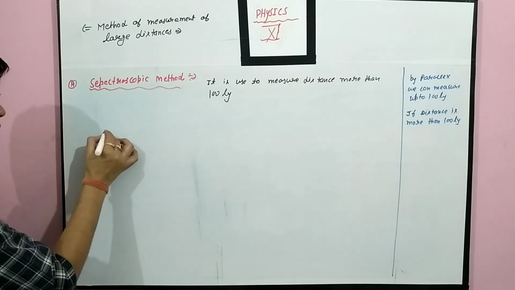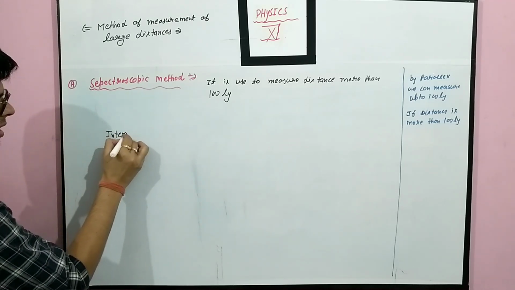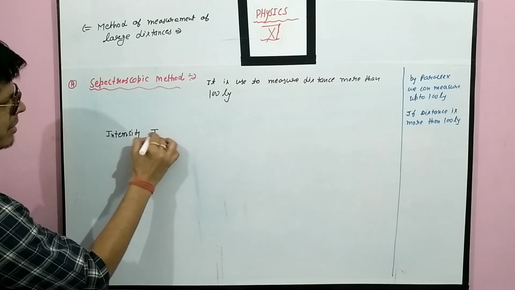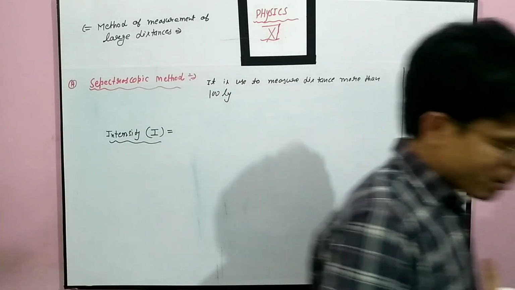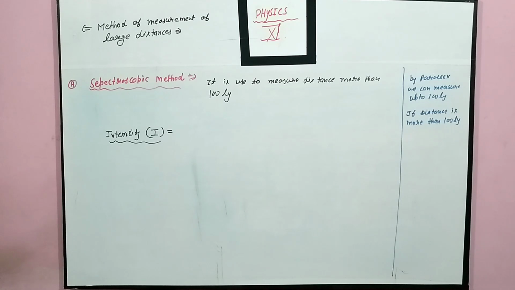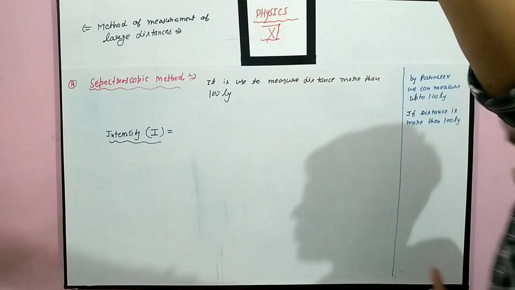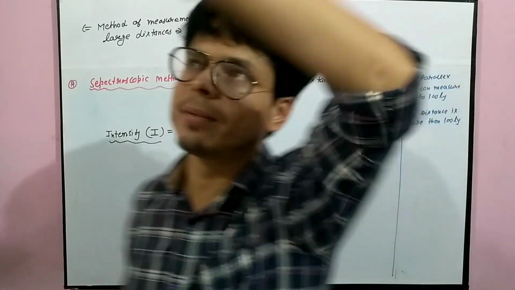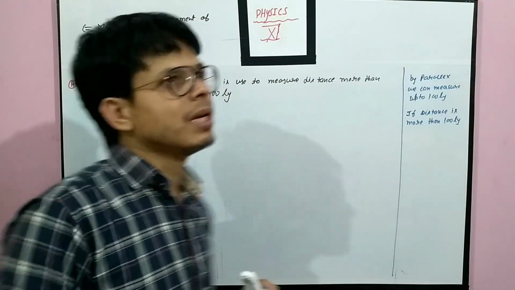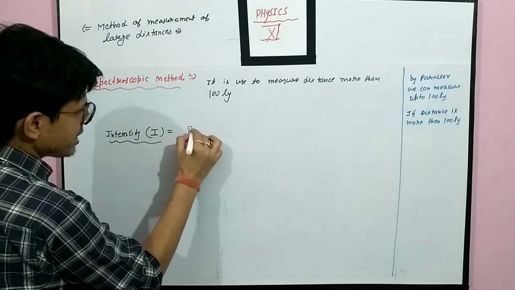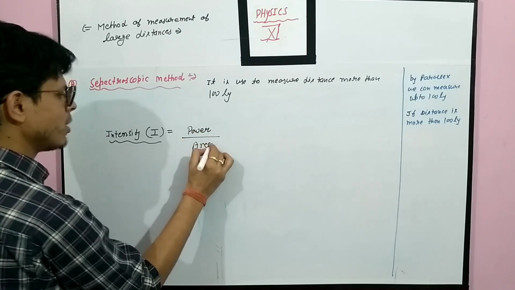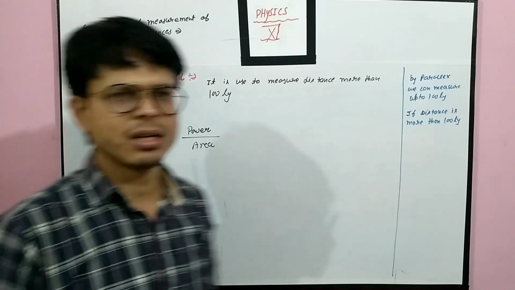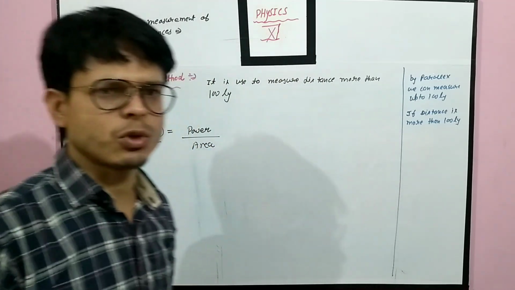Now everybody must have heard of intensity. What is intensity? Intensity is represented by I. We say intensity of the bulb, brightness of the bulb, power. Intensity means what is the power of that. Intensity is power per unit area. Whatever power is coming, that per unit area is called intensity.